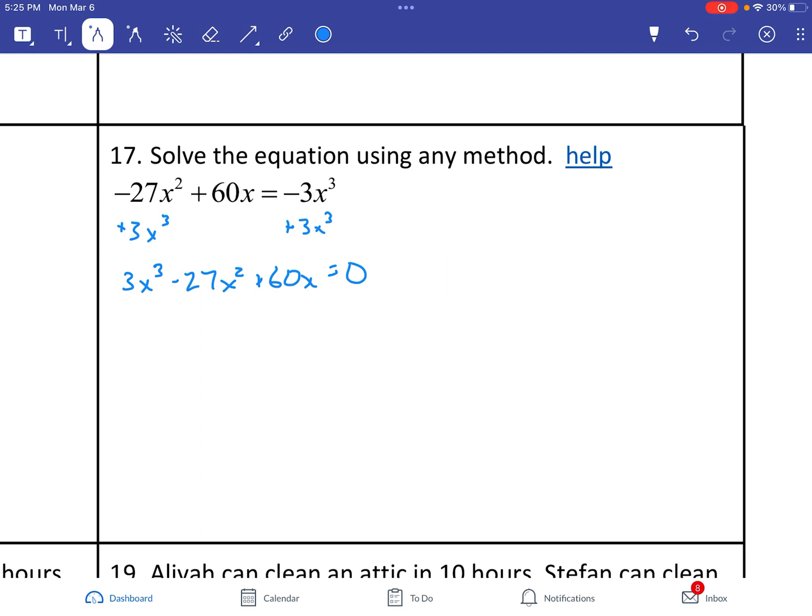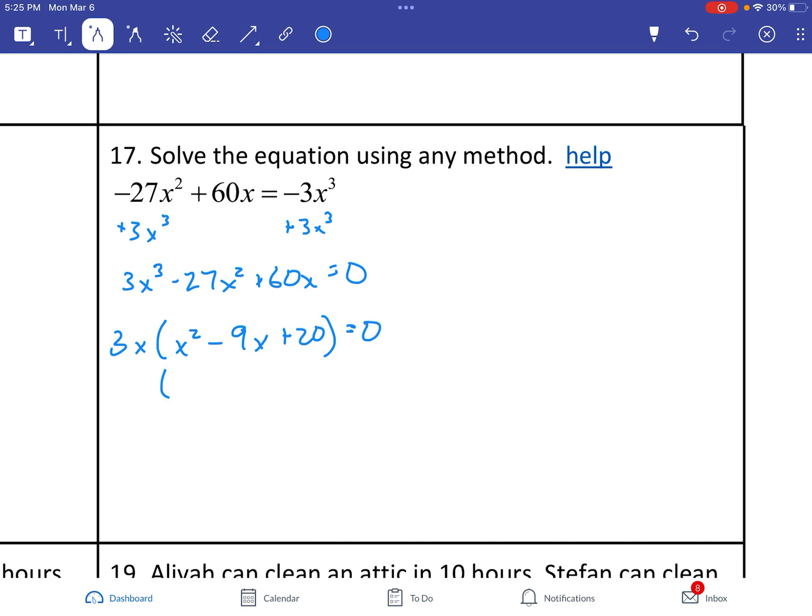Now these might seem like big numbers, and they are, but we can take a greatest common factor out. Every one of these numbers, 3, 27, and 60, can be divided by 3. All the terms can also be divided by one single x. We're going to take an x out as well. What's left over is x squared minus 9x plus 20.